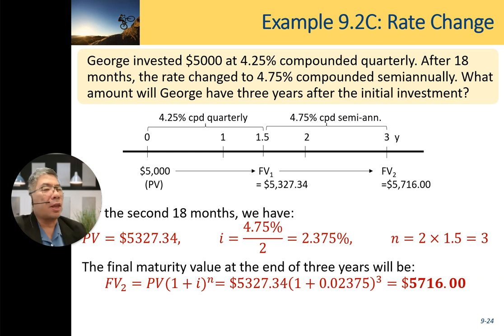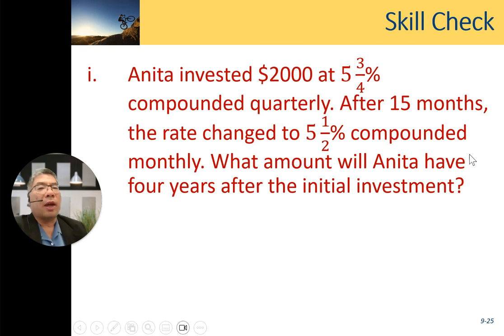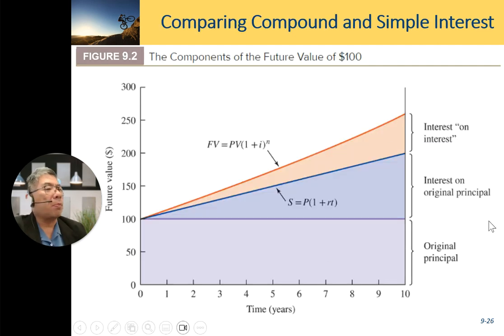Okay, your skill check here, I'm going to show it to you. I invest 2,000 at 5.75% compounded quarterly. After 3 years, the rate changes to 5.00%. What will be the amount after 4 years? So the answer for this one is 2497.81.